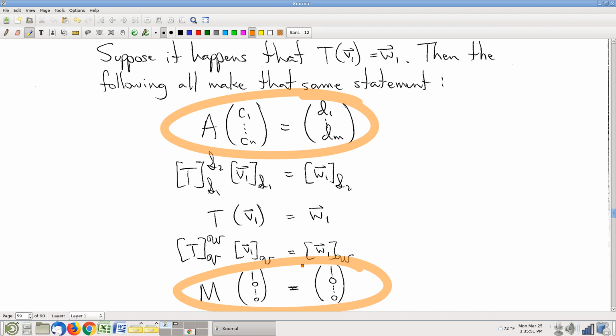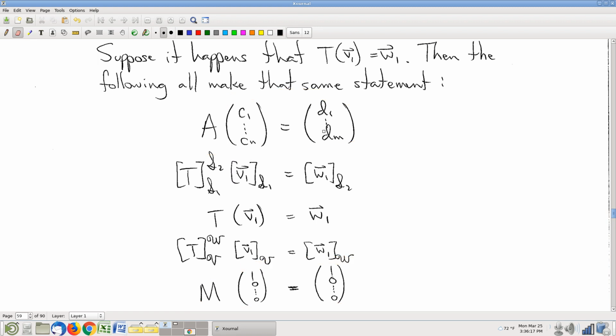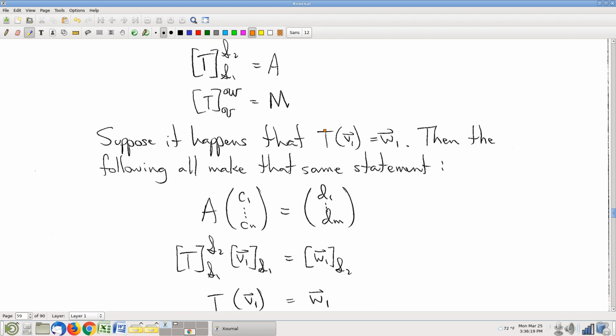The top statement up there seems to be making a statement about what some matrix A is doing. This bottom statement doesn't make any reference to A. The top statement refers to some vectors with C and D coordinates. This doesn't make any reference to C's or D's. This is just ones and zeros. So they seem to be making statements about completely different things. Here's how I want you to make the connection to realize that they're really both saying the same thing, as follows. Let's start with this top statement.